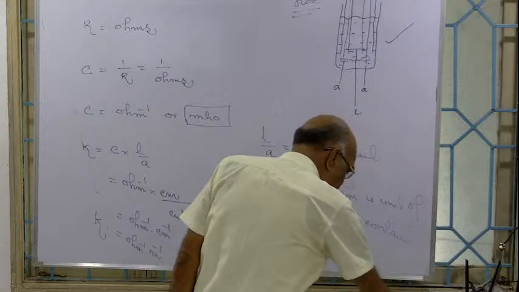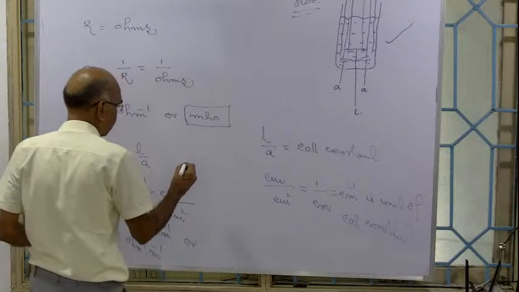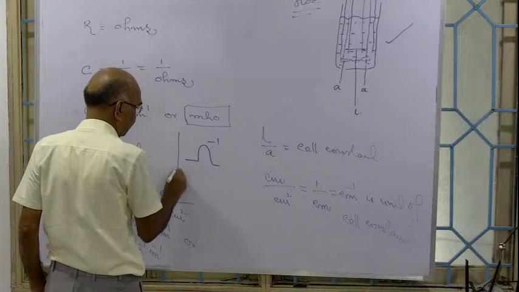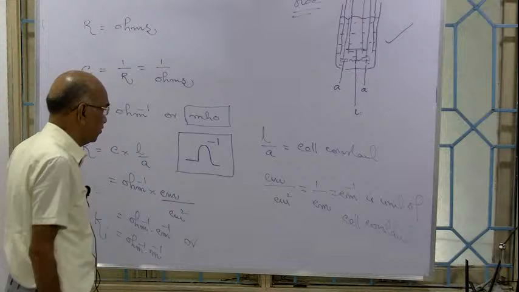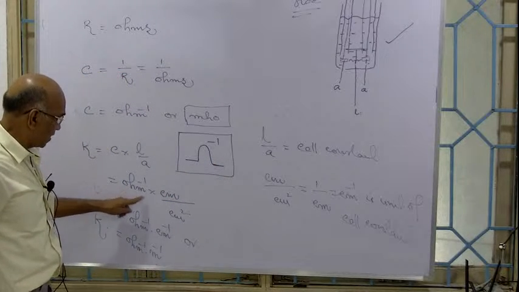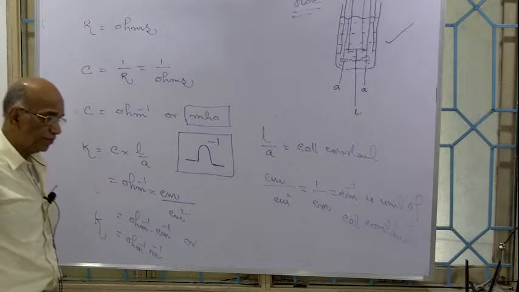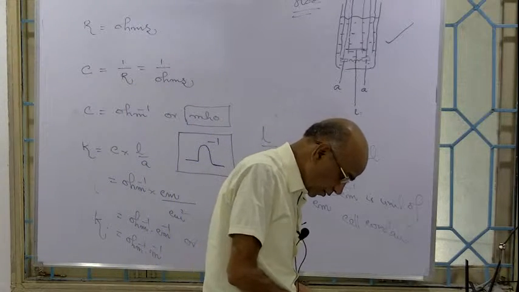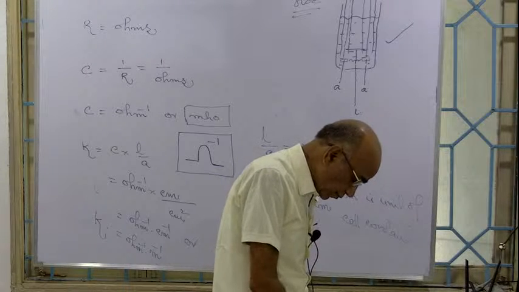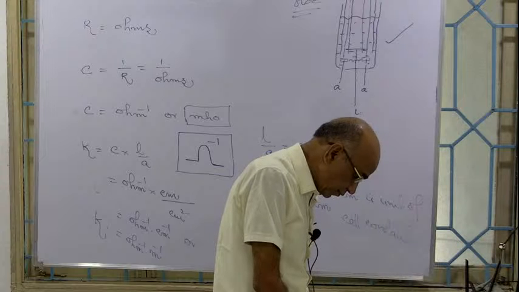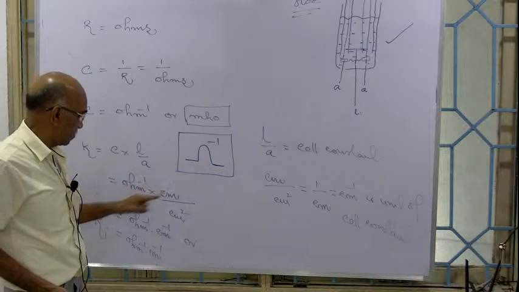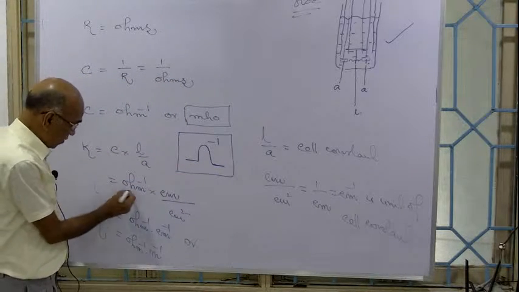Shortly, you can say omega inverse also. This symbol you might have seen in physics. Omega inverse, or ohm inverse centimeter inverse. You can say it like this, but it is better to go this way.